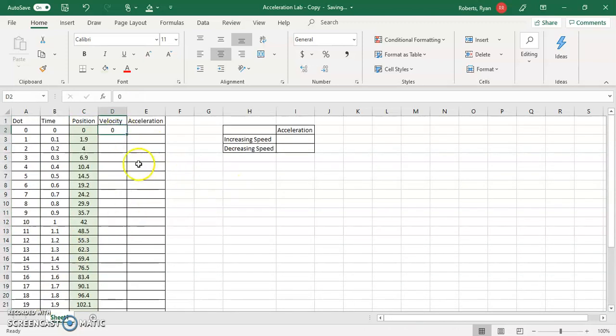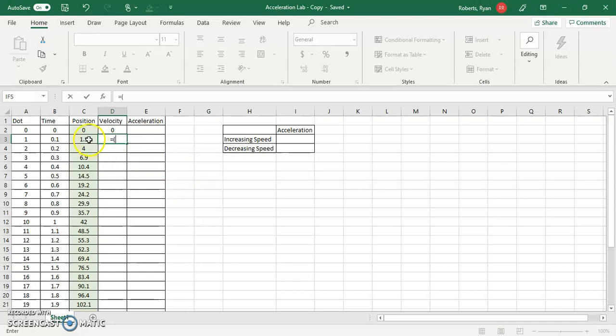Now back up here. We are starting at rest, so we have an initial velocity of 0. Starting in cell D3, we're going to try and do some velocity calculations. Remember, velocity by definition is a change in position values over a change in time values. So in cell D3, I'm going to hit equals, and no spaces anywhere. I'm going to hit equals and then open parentheses.